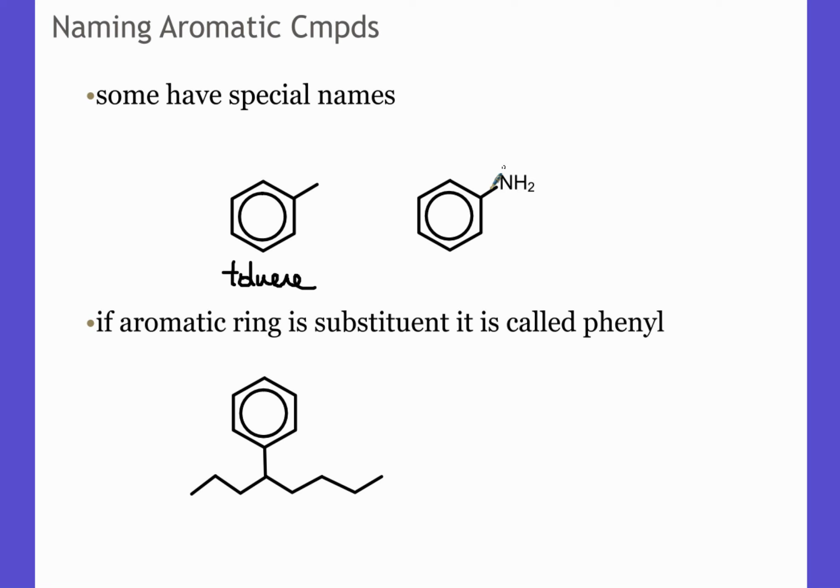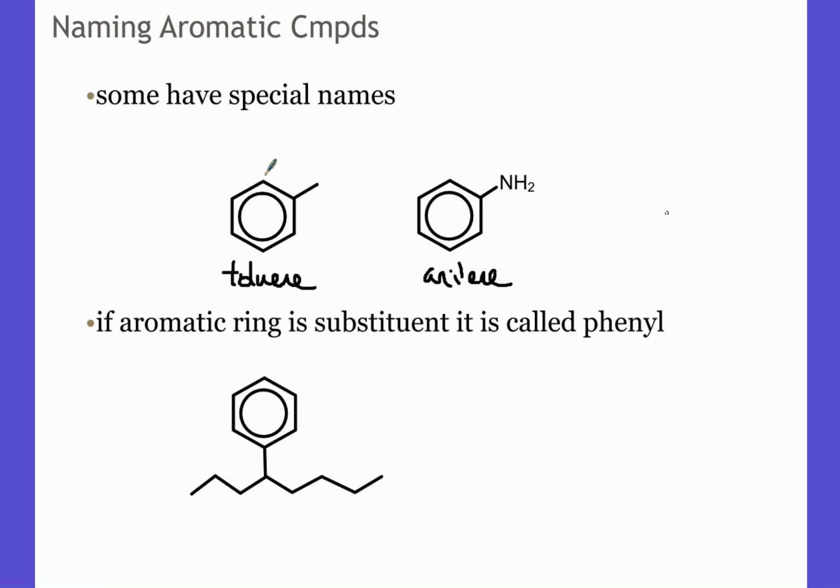This other one also has a special name. There's this NH2 attached to the ring. This is actually going to be called aniline. Now, I don't think that you're going to have trouble with that one because you can't name that branch yet because you don't know what it's called. So you're automatically going to know, oh, this is one of those weird ones. This is a special one.